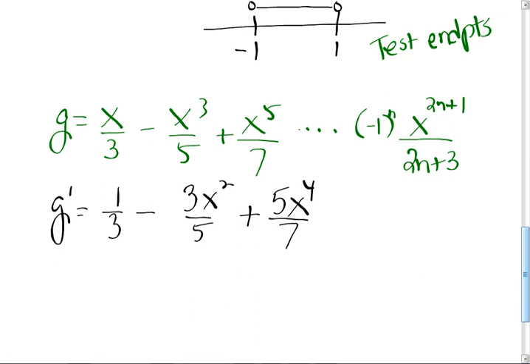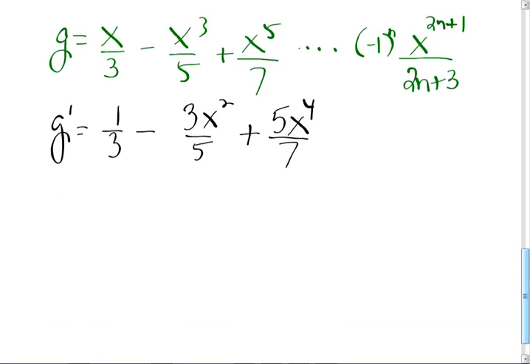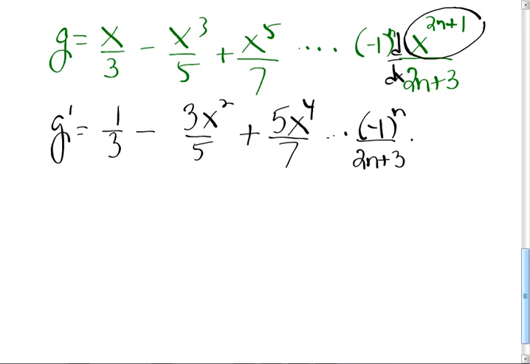Don't do more than they ask for. If you go one step further, they will get the point docked. Never give them more than they ask for. Well, the derivative with respect to x has nothing to do with the negative 1 to the n or the 2n plus 3 because it's with respect to x. What's the derivative of that? 2n plus 1, x to the 2n.